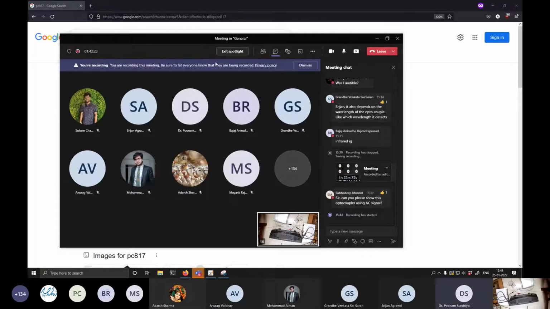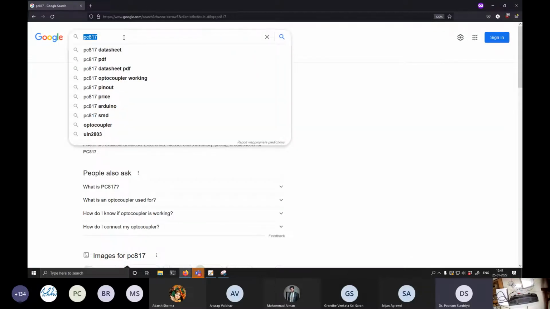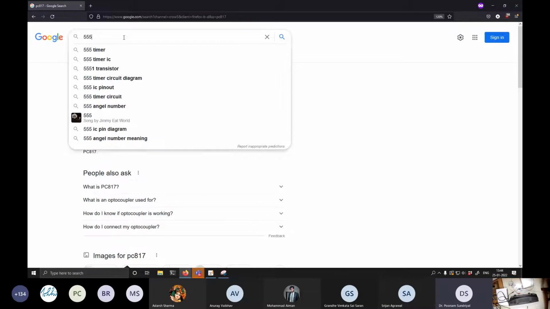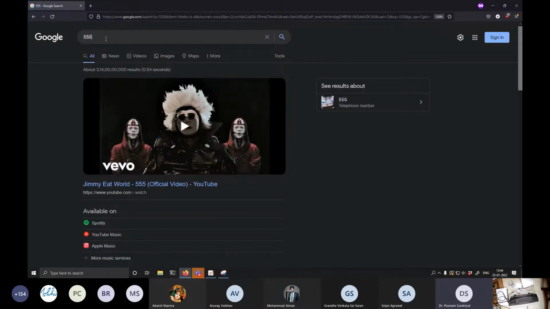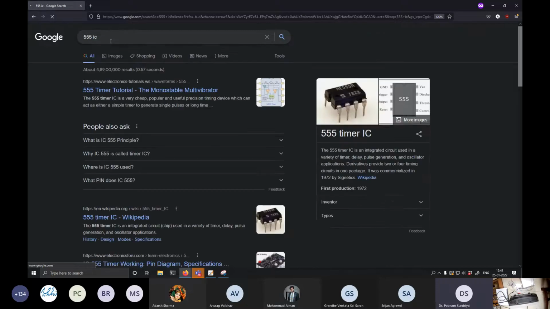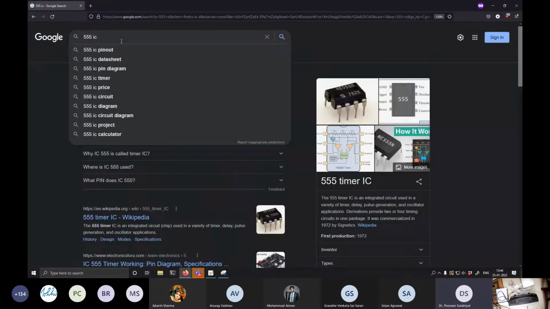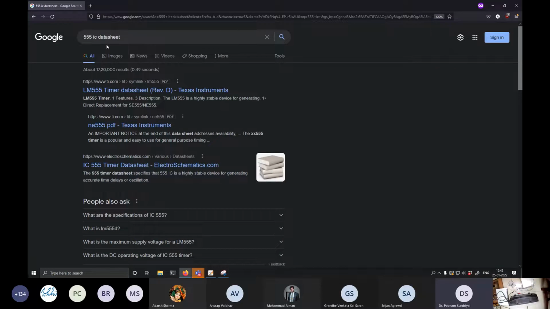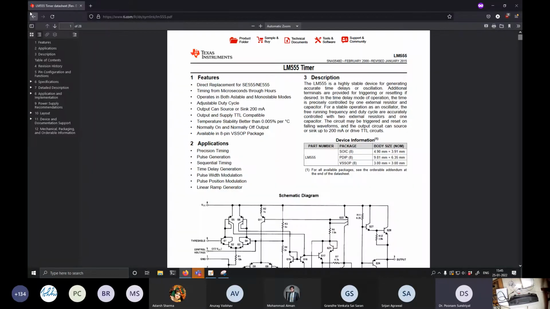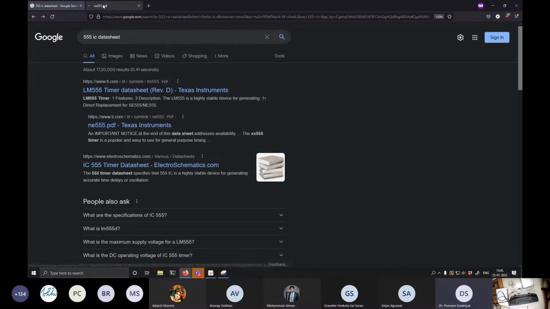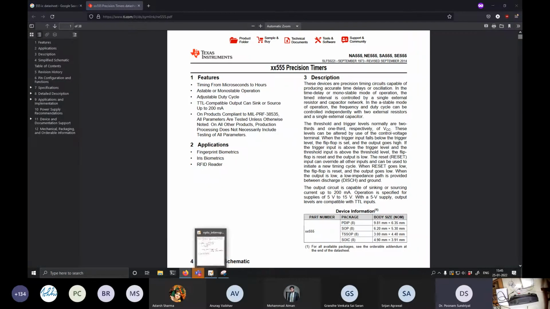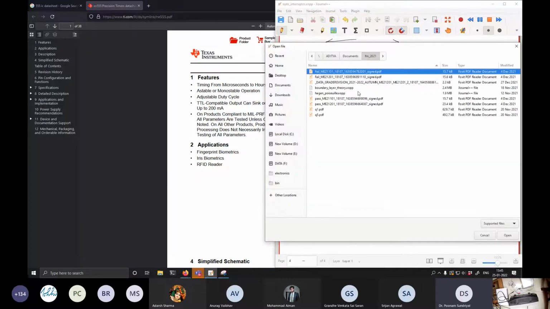Okay, so we have started recording and now we will move on to the 555 IC. So let me go to the data sheet. In fact, let us go to the any 555 data sheet. All right. File, open.